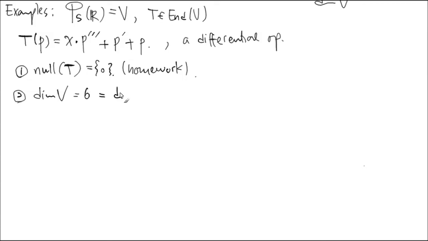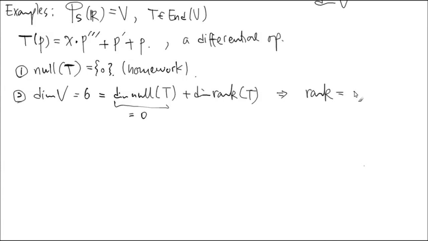Dimension of null space of this map plus dimension of the rank of this map is supposed to be 6, right? But what is the dimension of null space? 0. Therefore, what is the rank of this map? 6. Okay? So here is my question, is to prove.